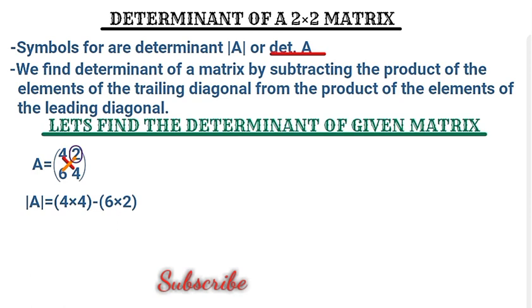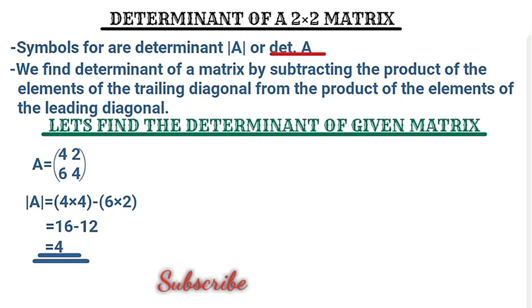So now what I'm going to do is find the products. I'm going to say equal to 4 times 4 will give us 16, then minus 12, because 6 by 2 will give us 12. So we have 16 minus 12, which will give us 4. That is the determinant of this matrix.